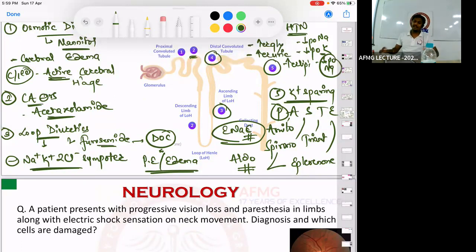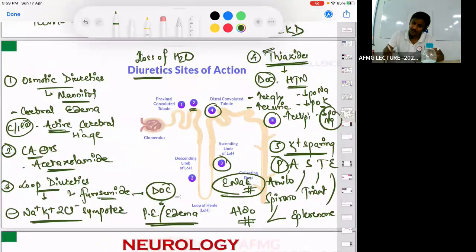Now, the one side effect which is only seen with thiazide diuretics is an electrolyte abnormality. Hyper or hypo? An easy funda: loop loses calcium. So please remember, if loop diuretics lose calcium in urine, they will cause hypocalcemia. On the other hand, thiazides retain calcium, therefore they will cause hypercalcemia.